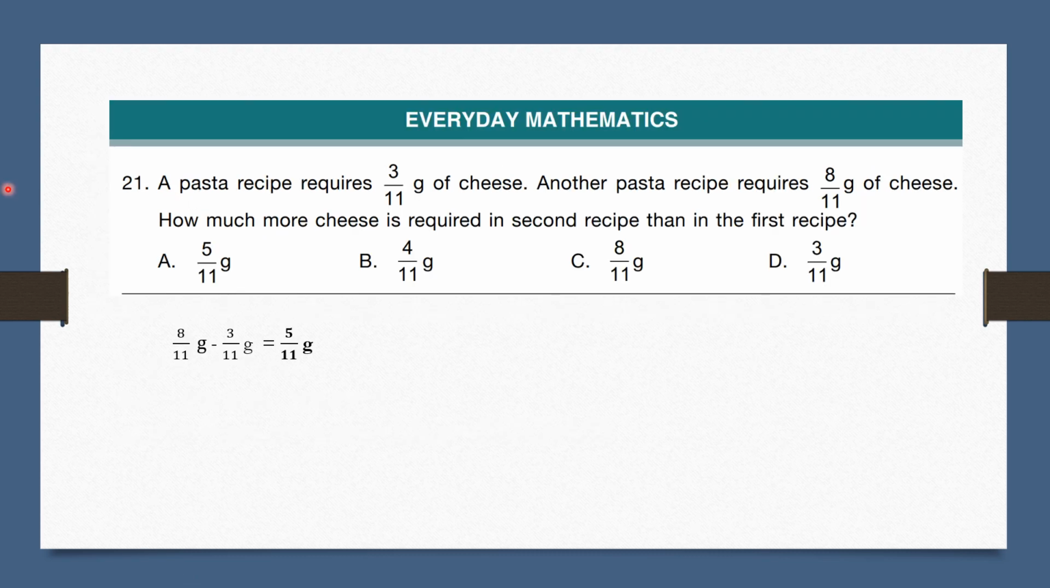Now we are in everyday mathematics section. Question number 21. A pasta recipe requires 3/11 gram of cheese. Another pasta recipe requires 8/11 gram of cheese. How much more cheese is required in second recipe than the first recipe? So we need to subtract 3/11 gram from 8/11 gram. So if we subtract, we will get 5/11 gram. So our answer is option A.